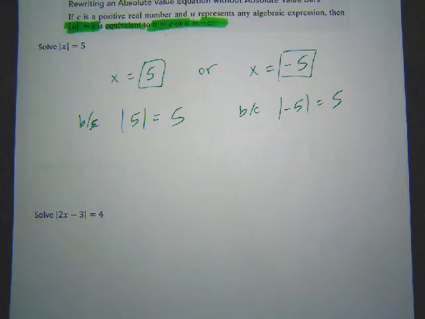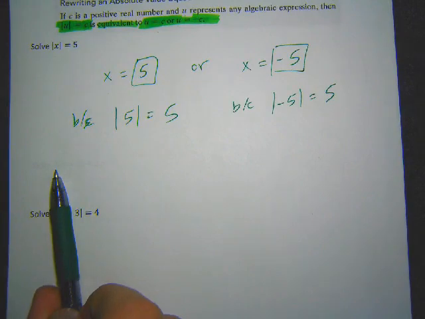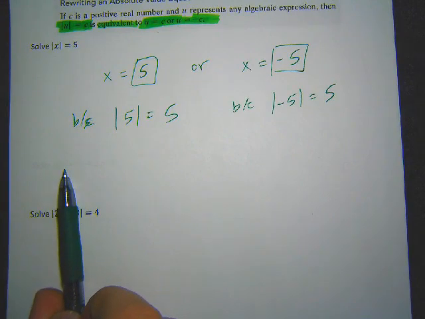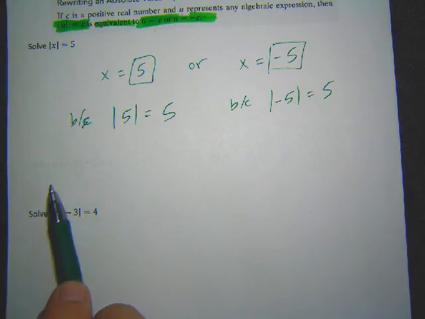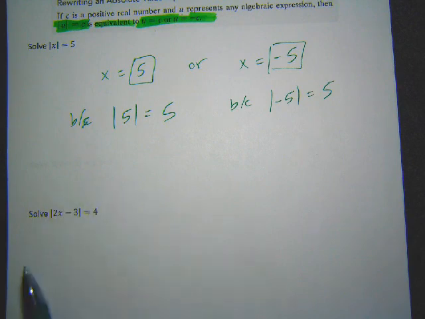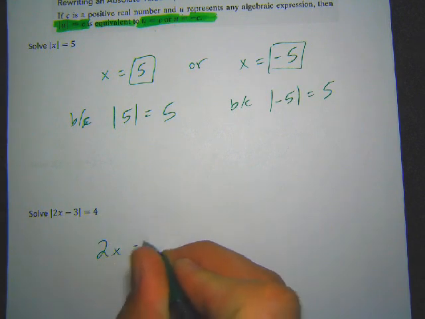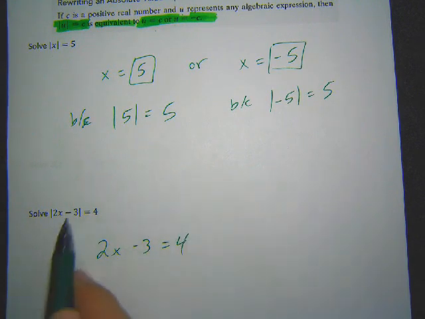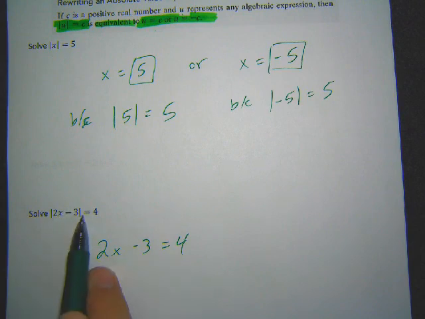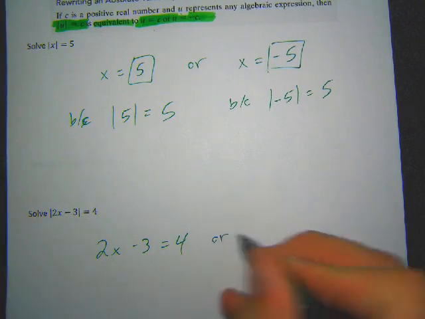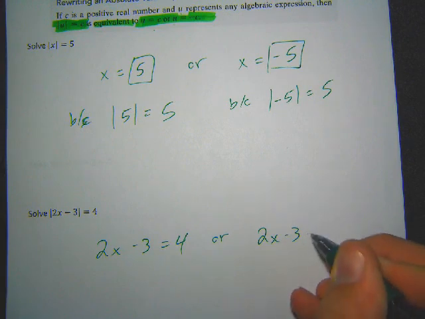So here we go, I have another equation. This 2x minus 3, this whole thing, is going to be my expression, my u. I'm going to say all the stuff inside here is either going to be equal to 4 or it's going to be equal to negative 4. So if 2x minus 3 equals 4, we're happy because if that stuff is equal to 4, then the absolute value will keep it 4. Or 2x minus 3, the stuff inside, could be equal to negative 4.